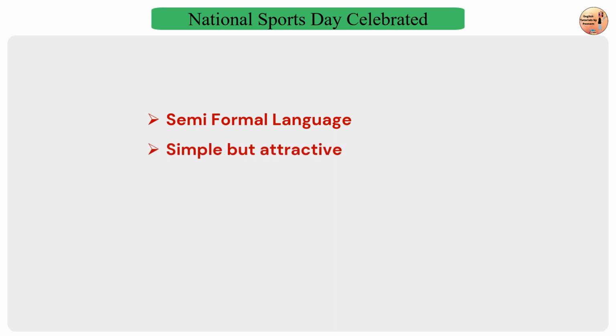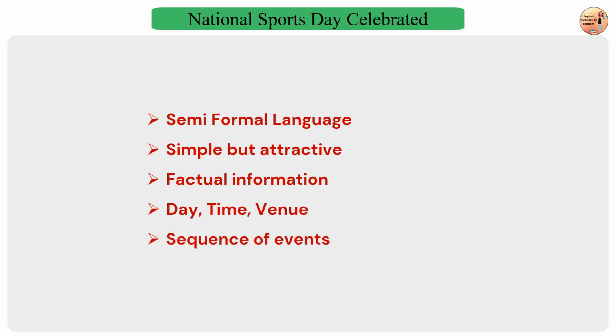When we write a report for a school magazine, we use semi-formal language. Try to be simple but attractive and appealing. Avoid displaying your linguistic ability. Content should be factual information about school activities and events. Date, time, venue of the activity or event should be mentioned within the first two lines.